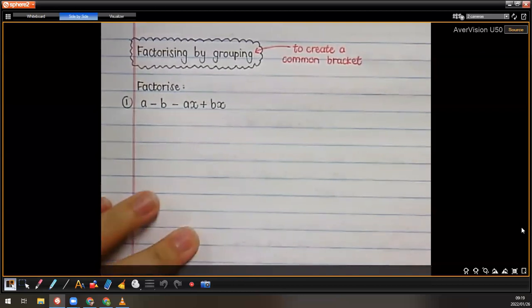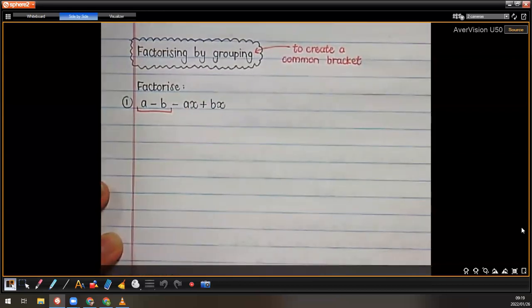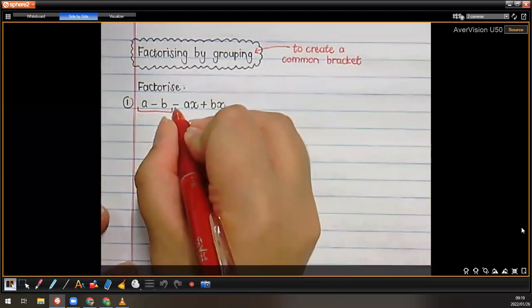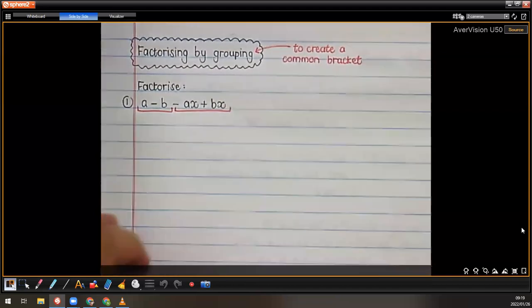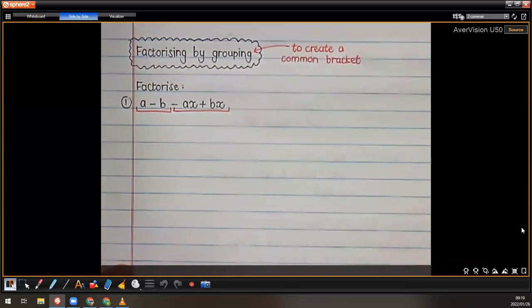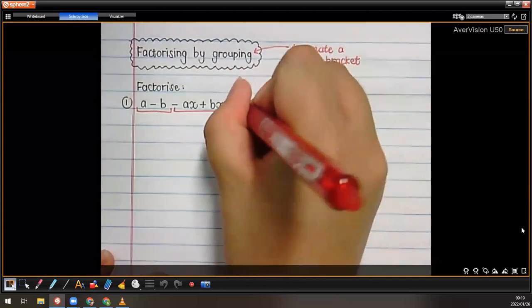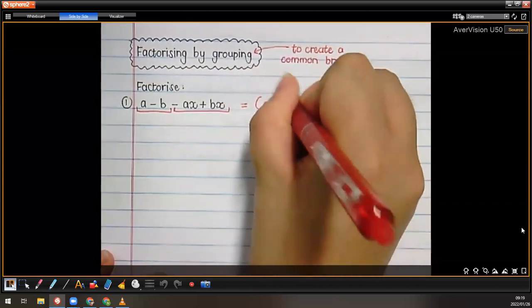Now if we look at the first 2 terms, we have a minus b. I can group those 2 together just by putting brackets around it. Then, if I look at the next 2 terms, terms 3 and 4, is there maybe a common factor there? There's an x in both of them. So if I take out an x as a common factor, I will be left with an a and a b. But now we need to think, am I going to take out negative x or positive x? Let's first just rewrite the first two terms and put brackets around them like that.